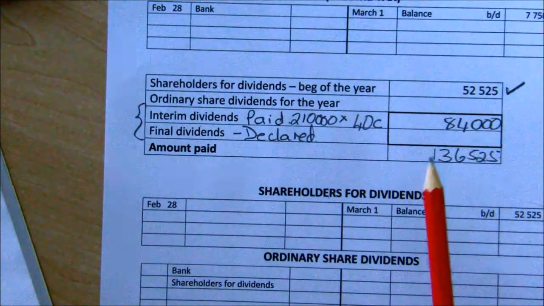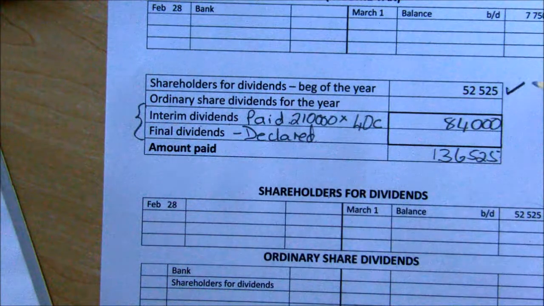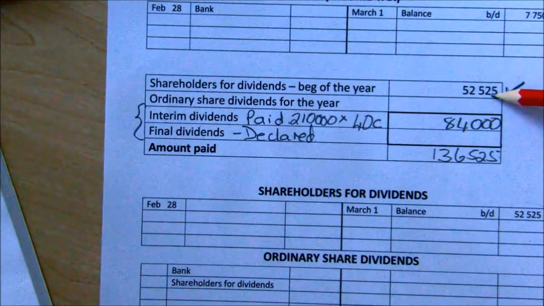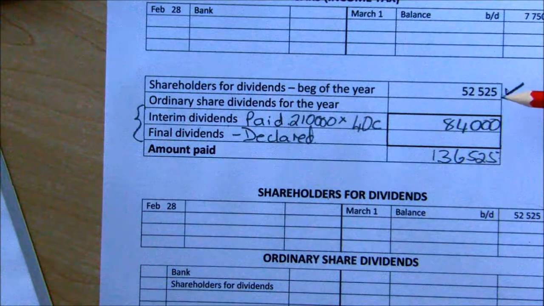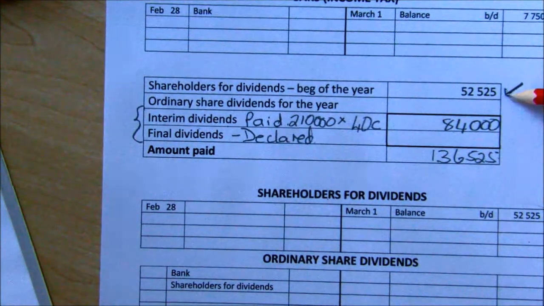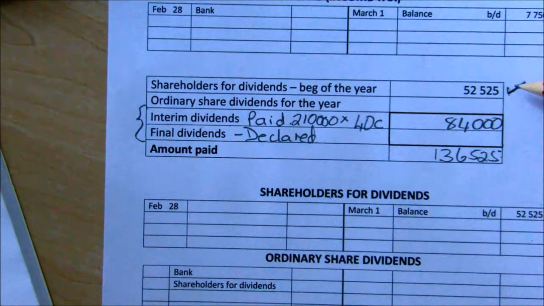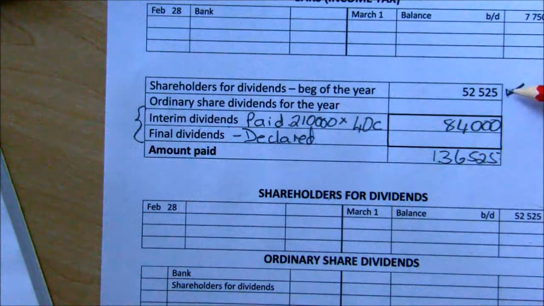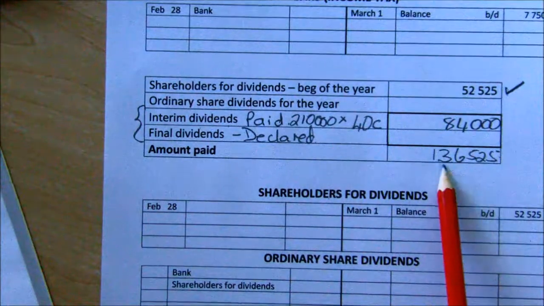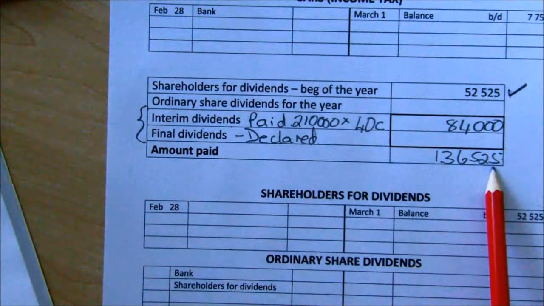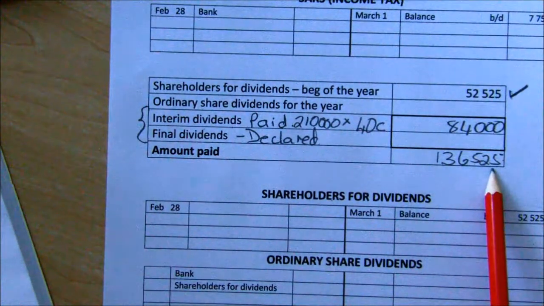So the dividends that have been paid this year is going to be the amount that was owing from last year. And you could ask a question, how do you know it's been paid? Well, if it hadn't been, it would be included in shareholders for dividends again this year. But in practice, you cannot go paying out interim dividends if you still got a debt owing from last year. So it's a logical assumption that they would have paid that. Plus you've paid the interim, so into your cash flow goes the 136,525. That is the amount that's paid.